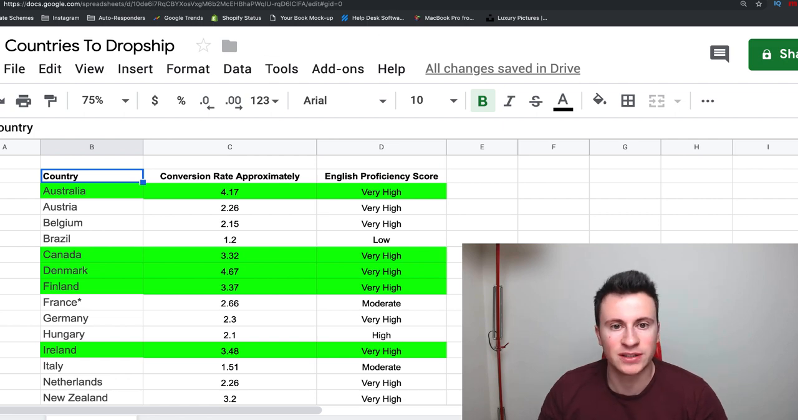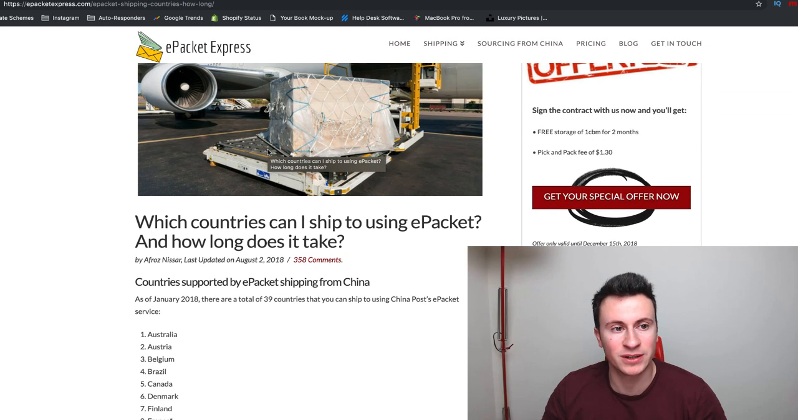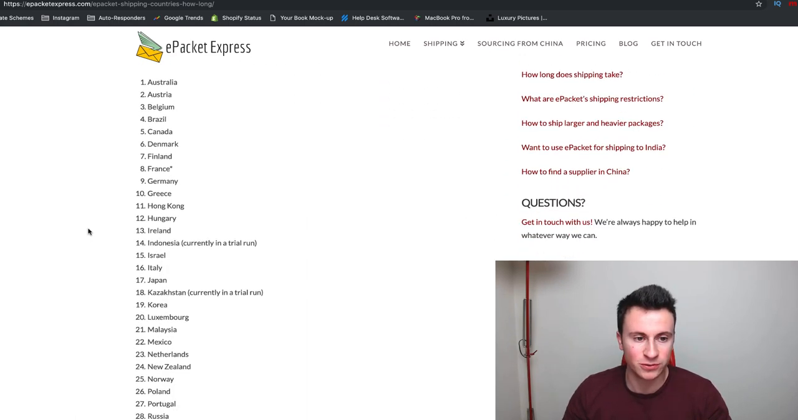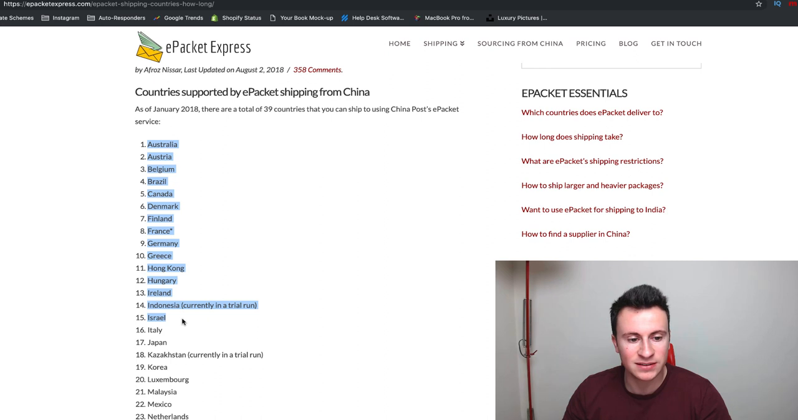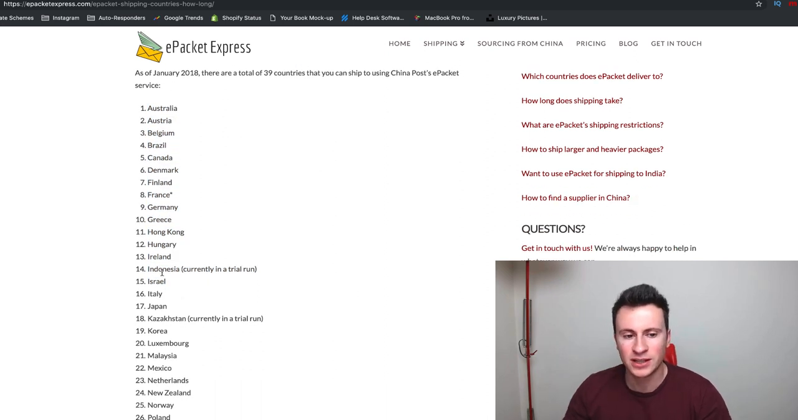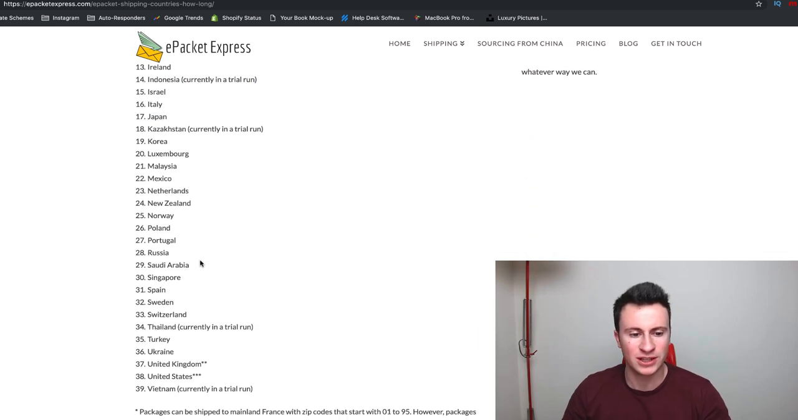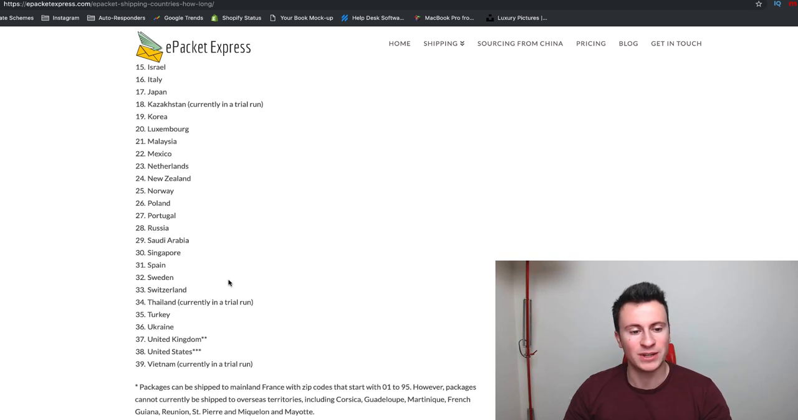And this list of countries then simply comes from epacketexpress.com. This is kind of like ePacket's official website. So any kind of information regarding ePacket, this is where I tend to come because it's coming from an official source. All I've done then is copy and paste this list here, but I've taken away the traffic that you would call low value traffic or traffic that just doesn't convert. So places like Israel, Indonesia, Kazakhstan, or just that typically is poor traffic that isn't going to convert, I've removed from this list.